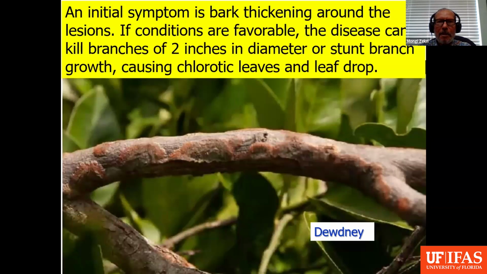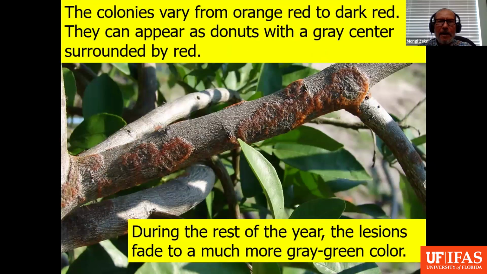An initial symptom is bark thickening around the lesions. If conditions are favorable, the disease can kill branches of 2 inches in diameter or stunt branch growth, causing chlorotic leaves and leaf drop. The colonies vary from orange-red to dark red. They can appear as donuts with a gray center surrounded by red. During the rest of the year, the lesions fade to a much more gray-green color.